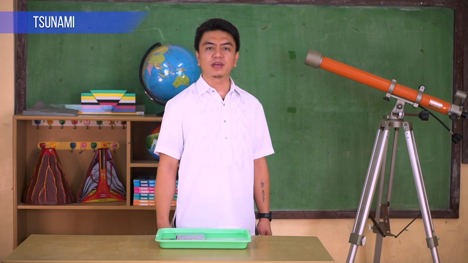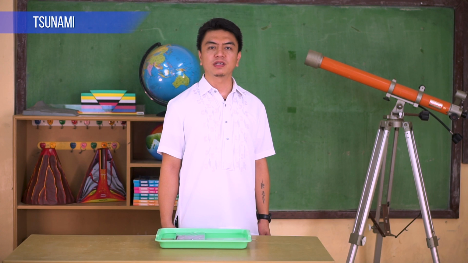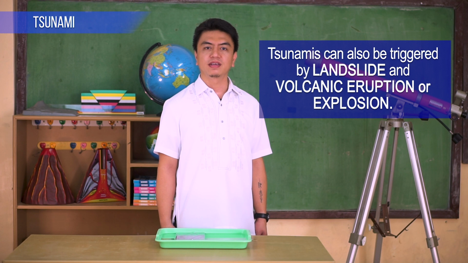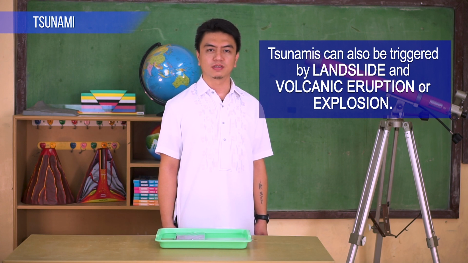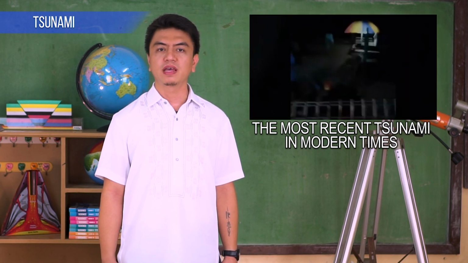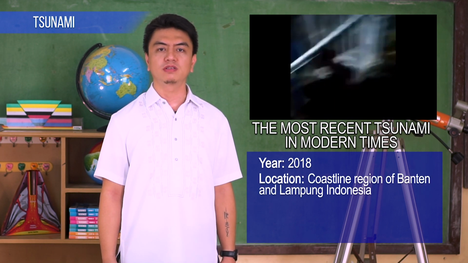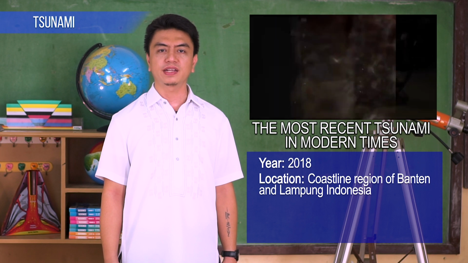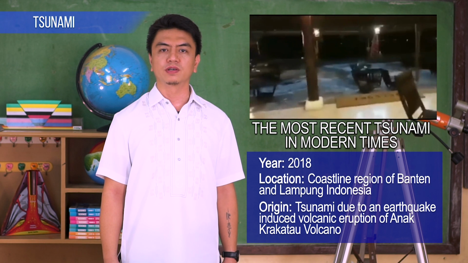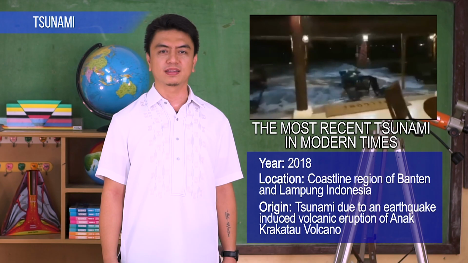Tsunamis are caused by events near the tsunami sites of origin, but it may also be caused by something that is not local to the tsunami source. It may be triggered by landslide and volcanic eruption or explosion. The most recent destructive tsunami ever recorded in the modern times happened in 2018 in the coastline region of Banten and Lampung, Indonesia, which was devastated by a deadly 3-meter tsunami due to an earthquake induced by a volcanic eruption of Anak Krakatau on the Sunda Strait between the islands of Java and Sumatra.